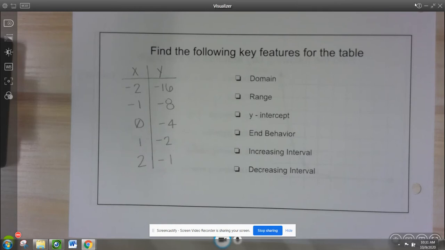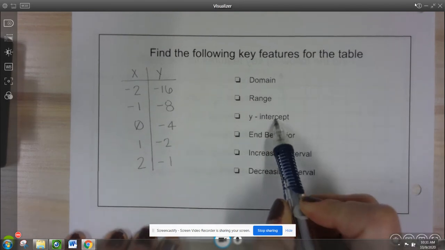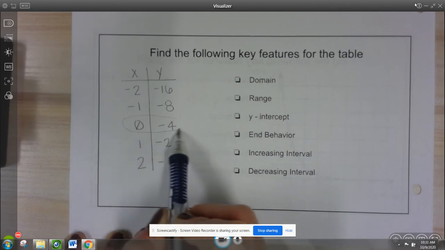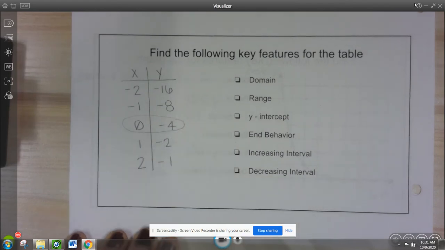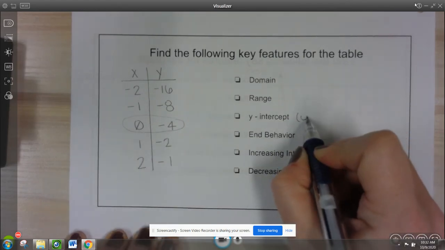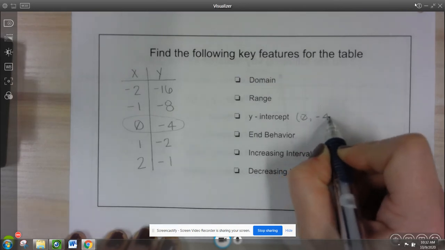So one thing that when we look at a table, we can find right away, in this case, is our y-intercept, because that happens when x equals 0. So our y-intercept here is (0, -4).